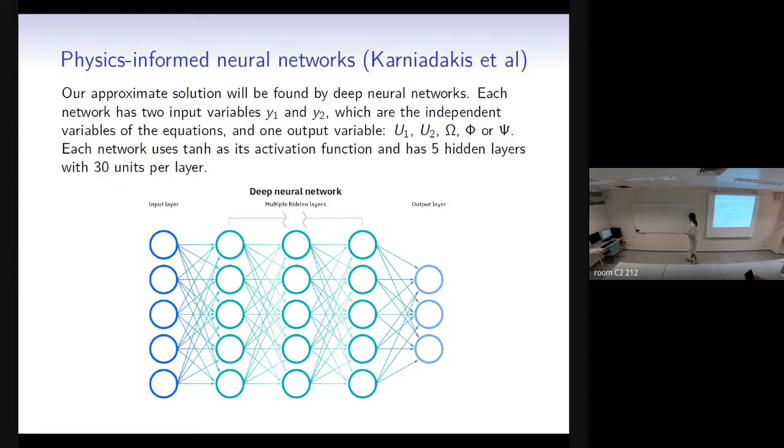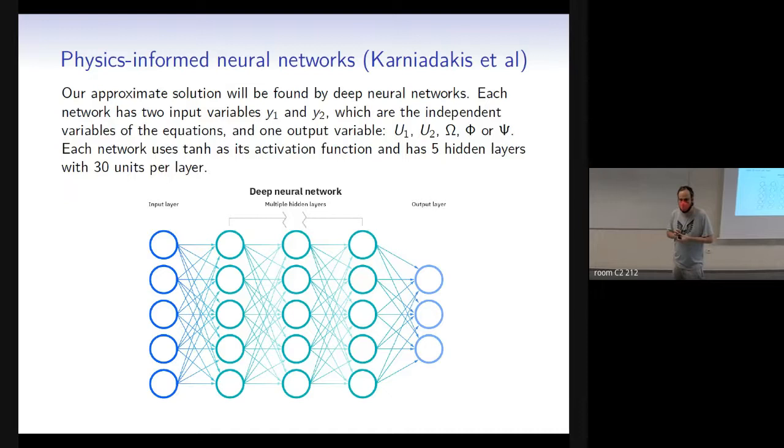So the input is any given point? The input is a collection of points that will be selected at random. Yes, okay, that's just when we learn the system. But then when we run the system, we only have y1, y2 that comes in. And we have the solution coming out. Correct. So we're assuming that the solution is steady. Steady in what sense? Well, in y1 and y2, we don't have a third time dimension. It's self-similar. Correct. There is no time here.